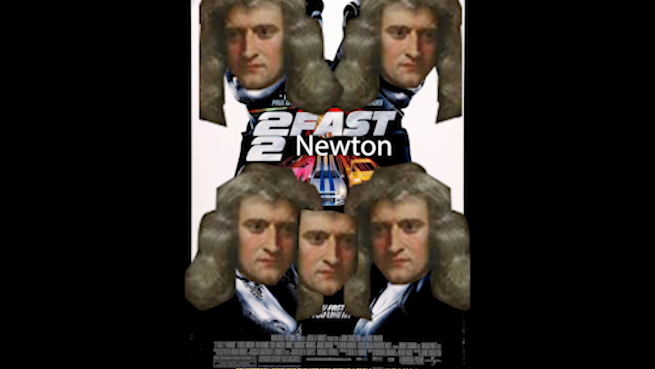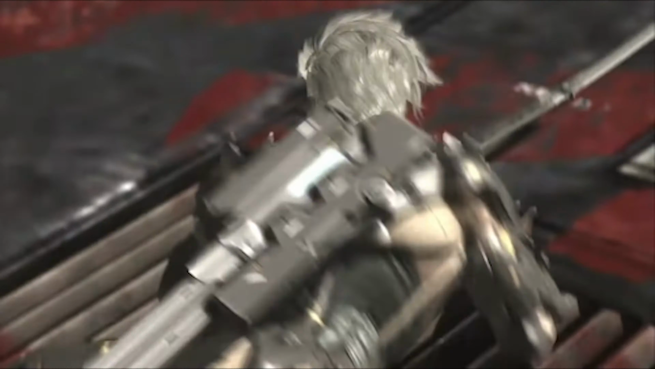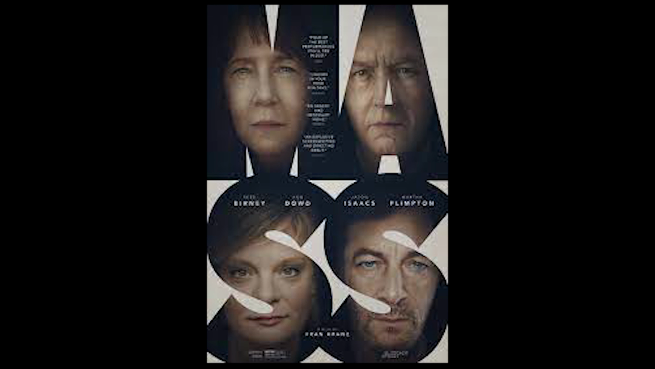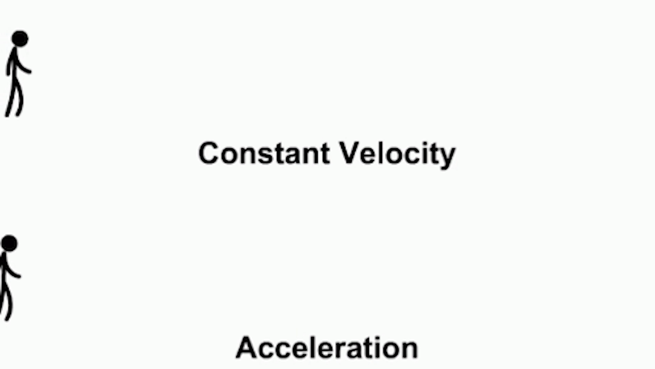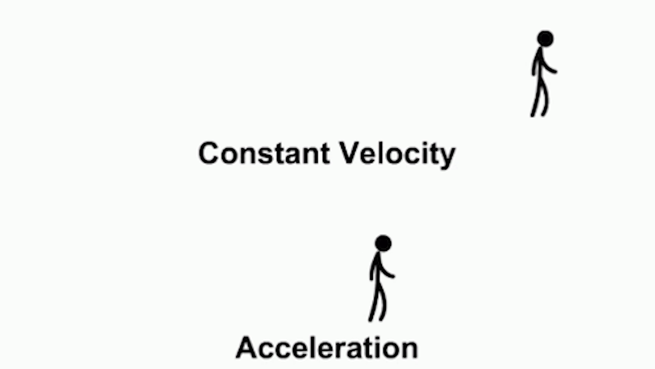Law 2. Force equals mass times acceleration. F equals ma means that the force an object exerts depends on their mass times their acceleration. So if an object is x amount of mass and has an acceleration of x, you times those together and you get the force the object will exert.